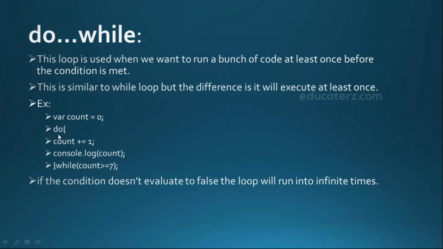So here you can check I declared a do while loop where I write a bunch of code first and then check the while condition after the code has been executed. This is the reason the code will be executed at least once before the condition is met. So if you want to initialize or run the code at least once before the condition is met, so that the condition will be satisfied from the next loop onwards, you can use this do while loop. And one more important thing: if the condition doesn't evaluate to false, the loop will run infinite times. This is the same case in the while loop also.